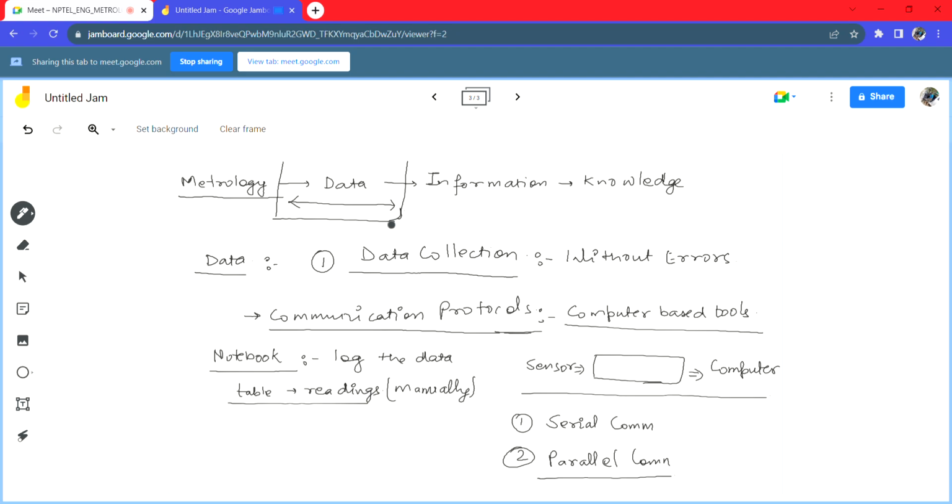So what is serial? Say this is my device 1 which is my sensor, and this is my device 2 which is my computer. If I have 8-bit data, I send 1 bit of data and it gives me an acknowledgement that okay, this data is received. I will send another 1 bit of data and it will again give me back an acknowledgement, and I'll again send 1 bit of data, and so on and so forth. 8 bits of data will be transferred to the computer serially. Hence it is called serial communication.